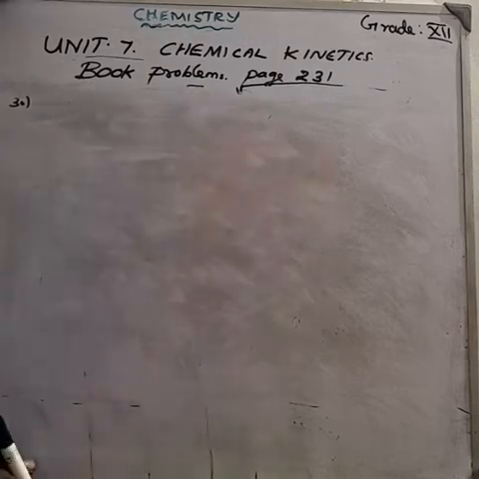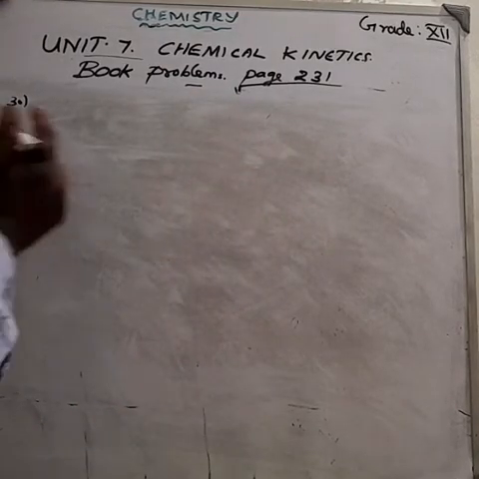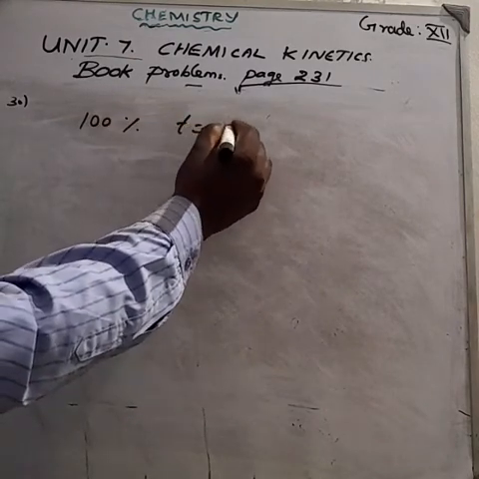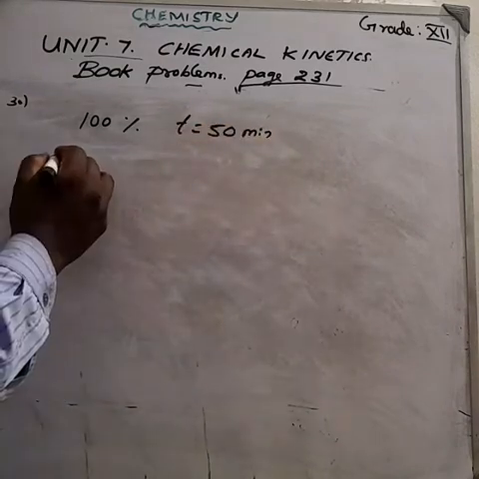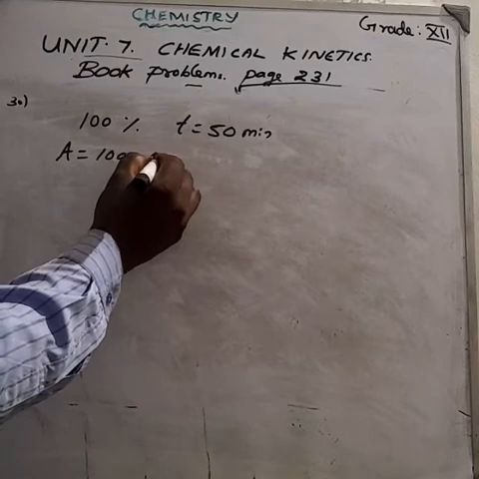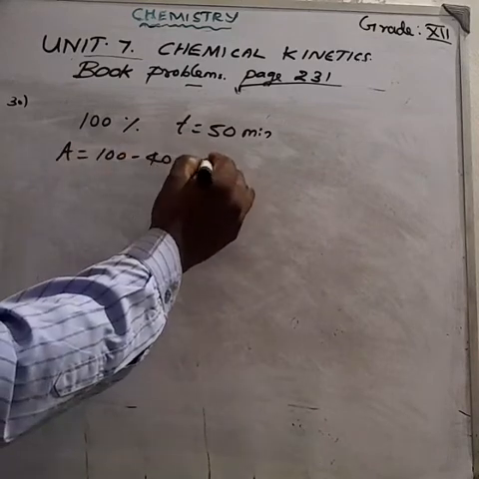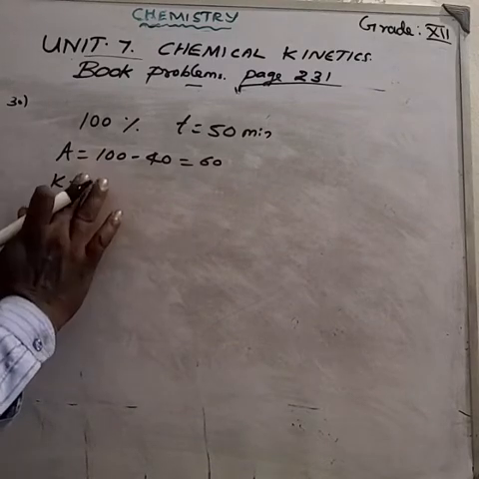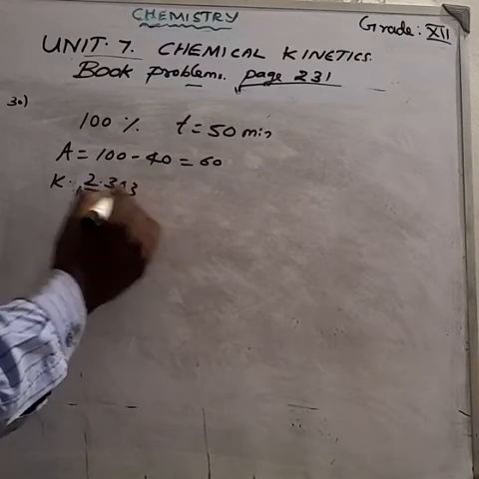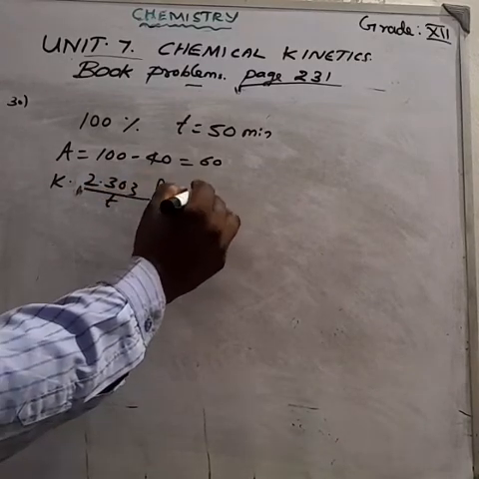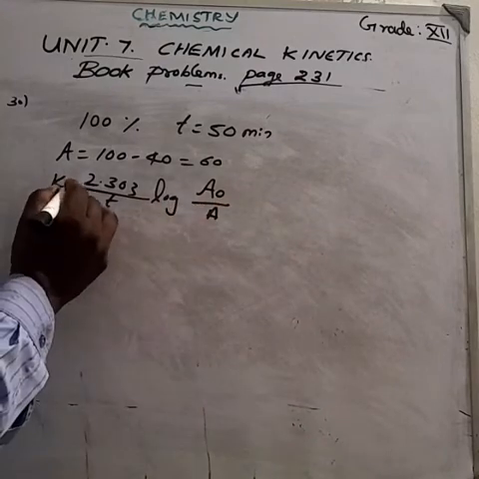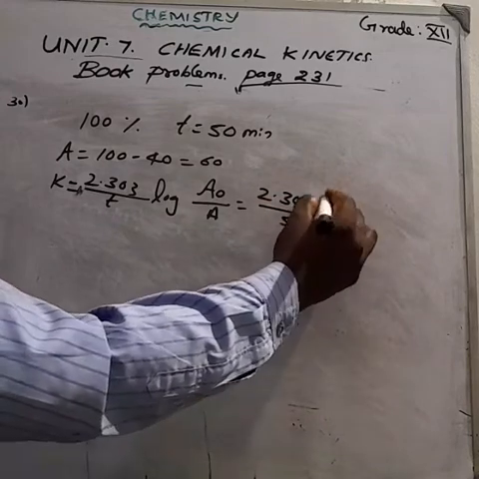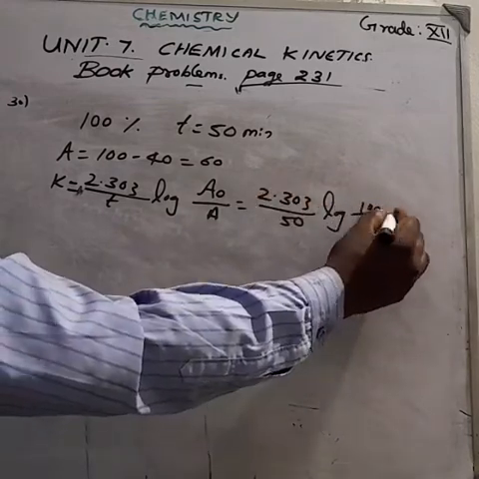We are assuming A naught is equal to 100%. T is equal to 50 minutes. Therefore, A is equal to 100 minus 40. The given is 40%, so that is equal to 60. Next I am applying the formula. K is equal to 2.303 divided by T log A naught by A, so that is equal to 2.303 divided by 50 log, A naught means 100, A means 60.